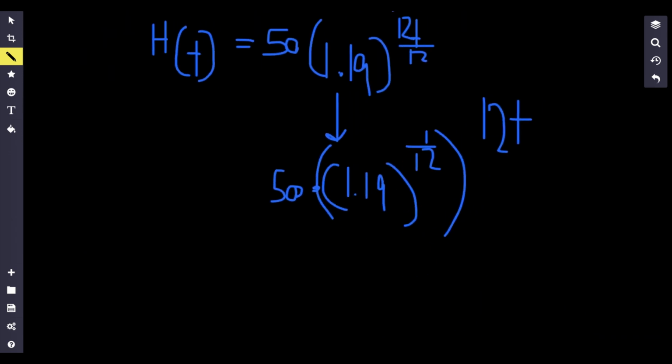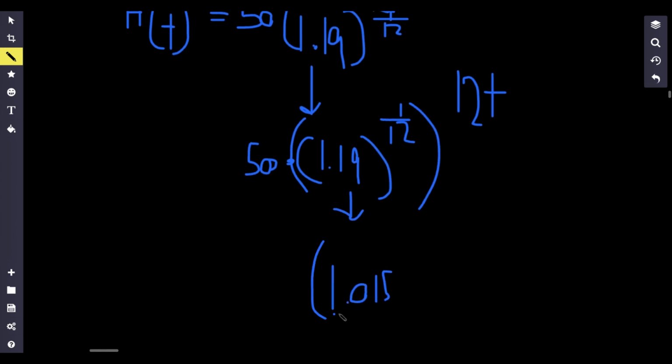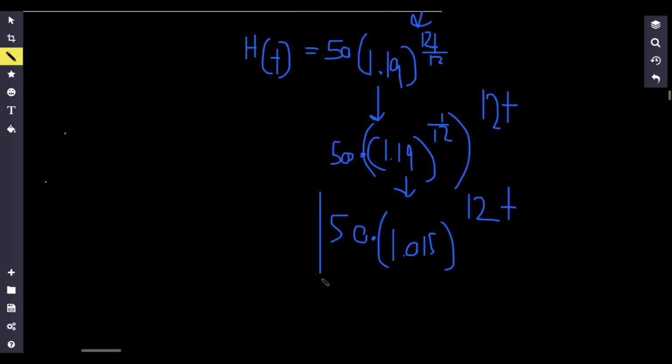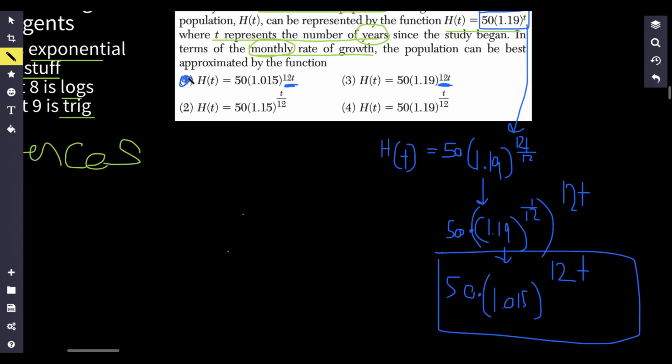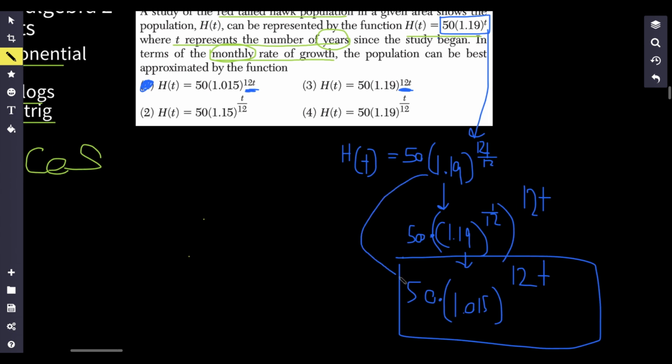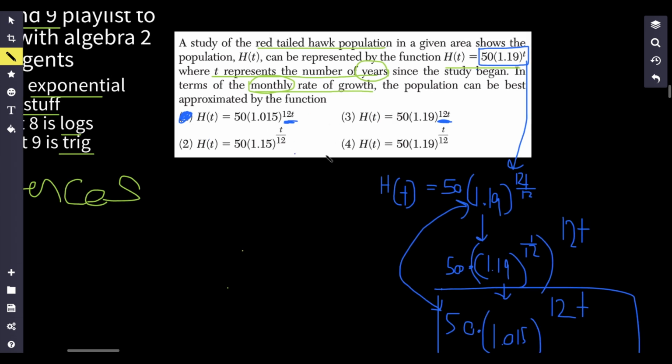So, all right, 1.19 to the 1 over 12 power is about 1.0146. So I would just say about 1.015. So this is going to be 50 times 1.015 to the 12t power. And that's basically going to be the approximate form for our exponential function. Notice how the original exponential function you have and this final answer have to be equivalent to one another. If you chose any of these other options, you would notice that they're not equivalent to the original function.